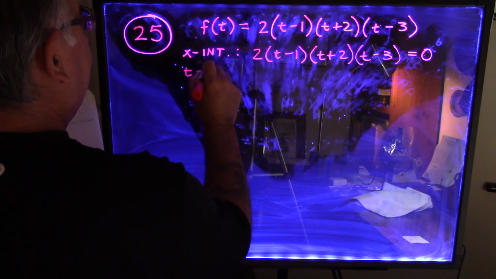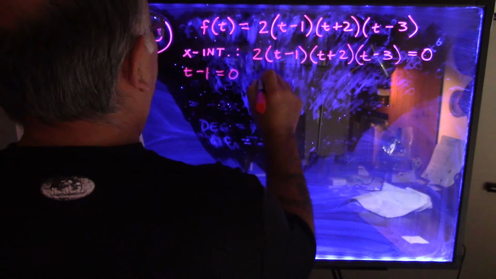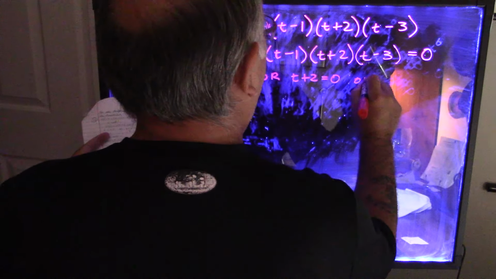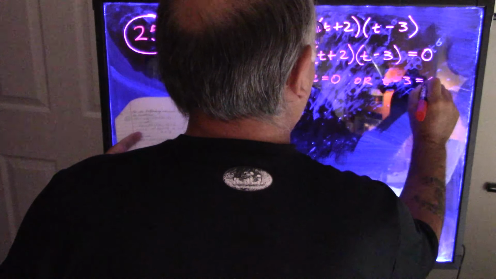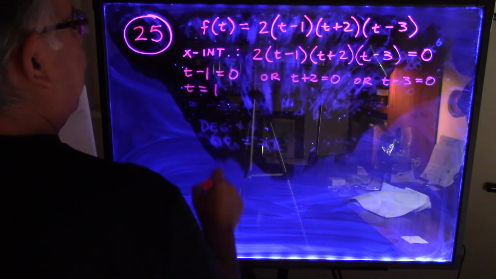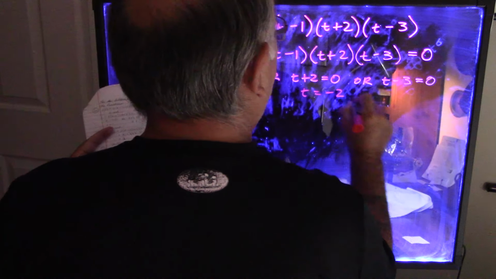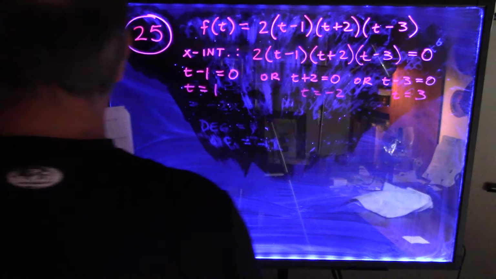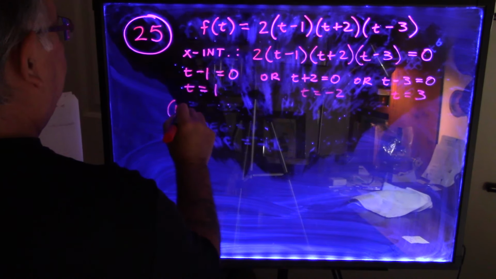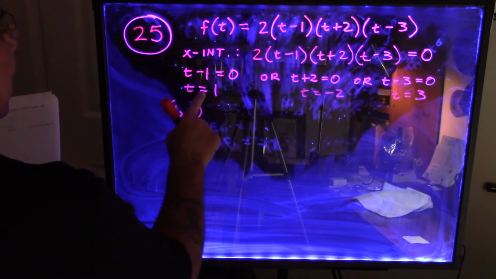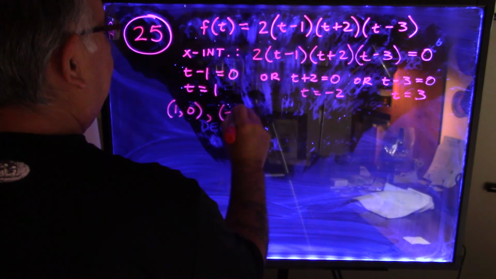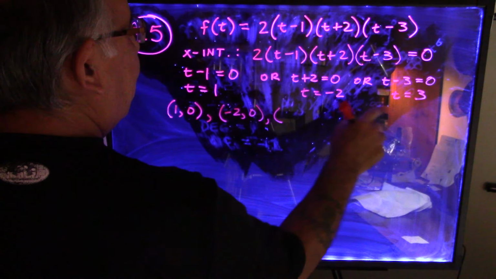t minus 1 equals 0, or t plus 2 equals 0, or t minus 3 equals 0. Solve each one of those separately. This is very easy. t equals 1, t equals negative 2, or t equals 3. So we have 3 t-intercepts, or x-intercepts, whatever you wish. We have 1, 0, in other words, t equals 1 and y equals 0. And we have negative 2, 0. And we have 3, 0.